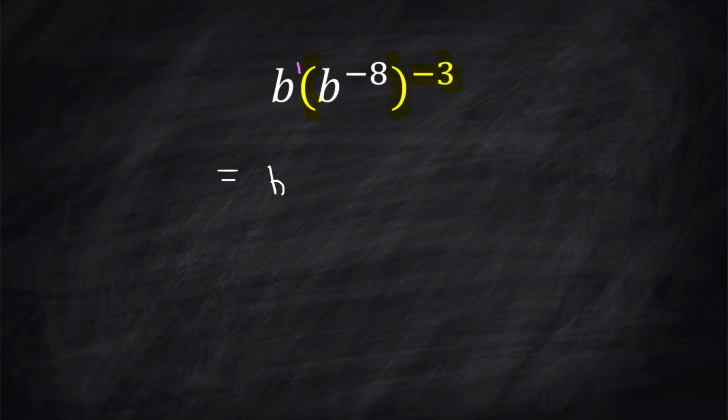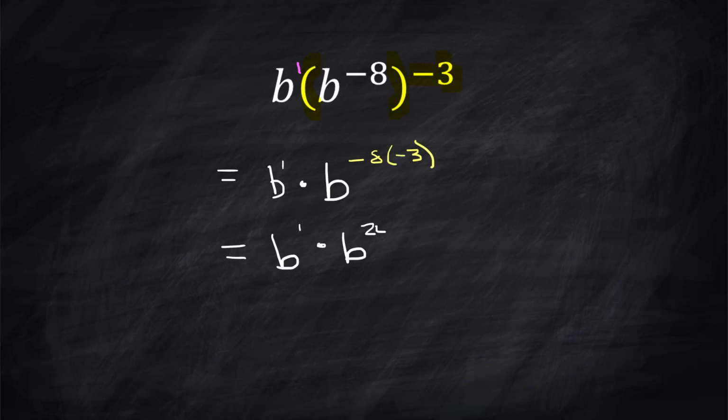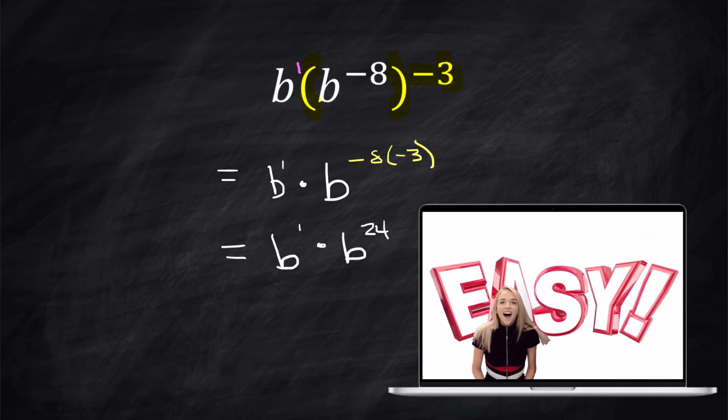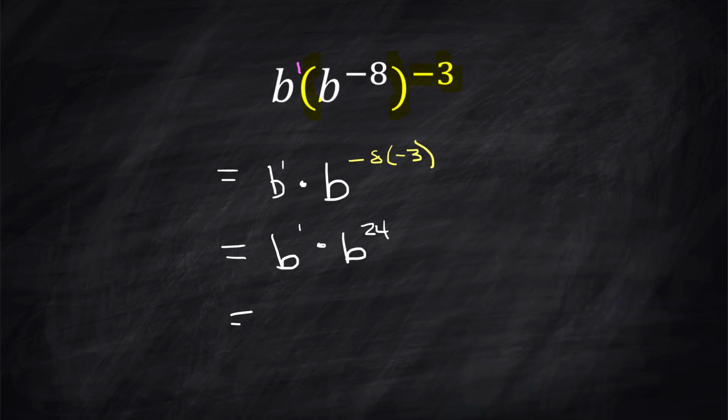For the second b, you need to multiply the exponents, -8 times -3. So we get b to the 1st times b to the 24th, because when you multiply two negatives, that's a positive. Great. Things being positive makes our life easier here. Now you are multiplying two things that have the same base. If you have 1 and 24 more, that means you have 25. This is b to the 25th.